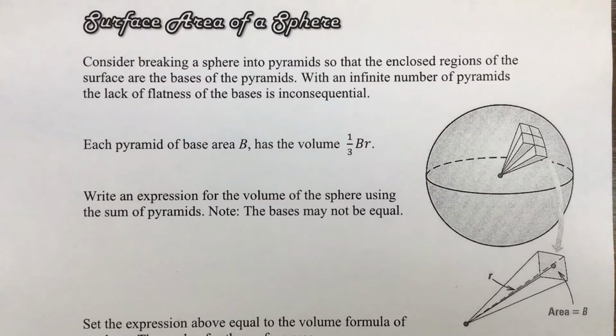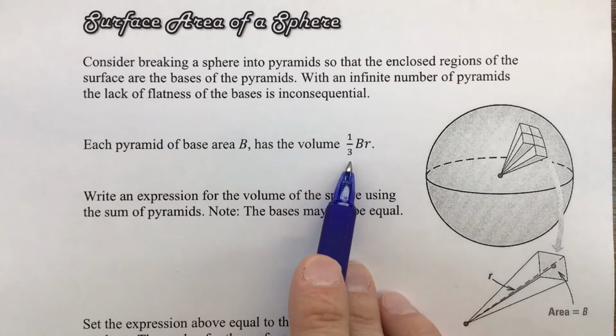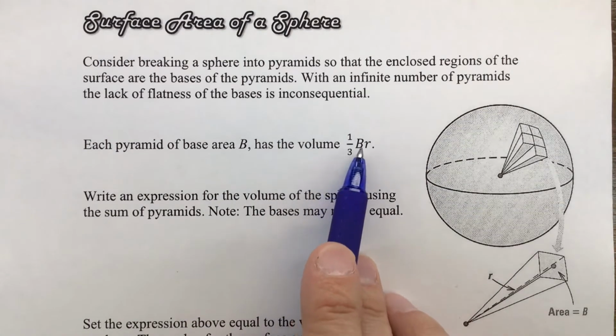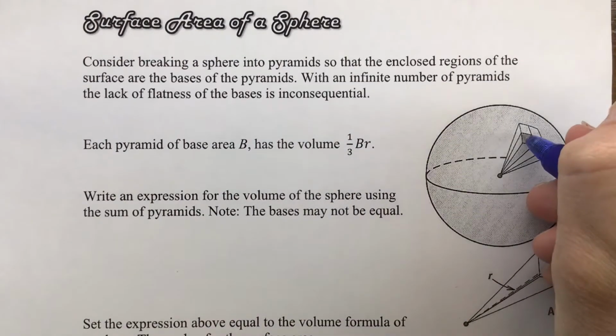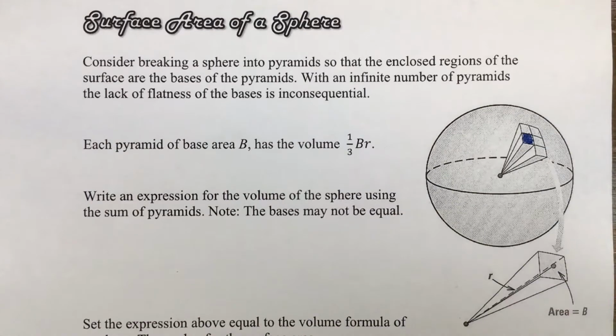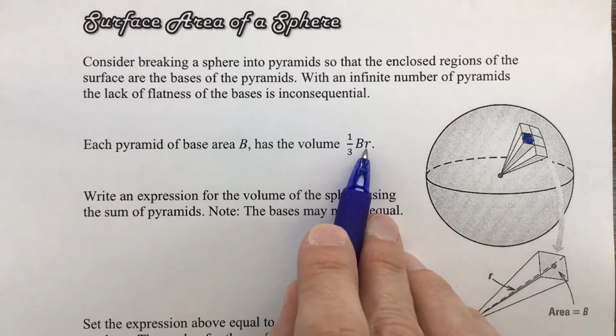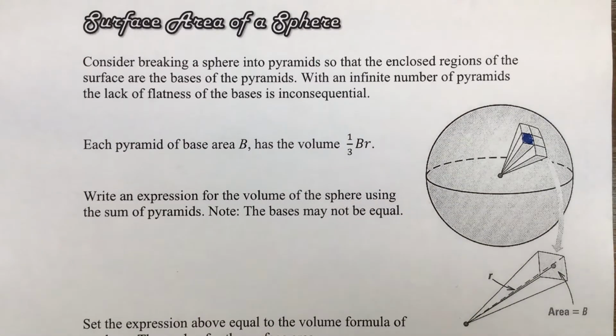Let's recall the volume formula for a pyramid, which is 1/3 the area of the base times the height. For the pyramids that we're looking at here, it's going to look like this. It's going to be 1/3 the area of the base, so whatever that area would be, multiplied by the radius, because the radius is the height of the pyramid.